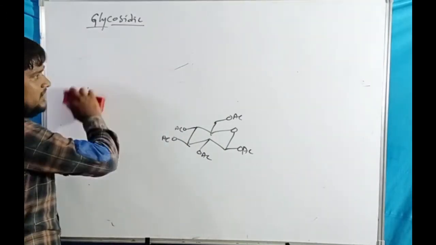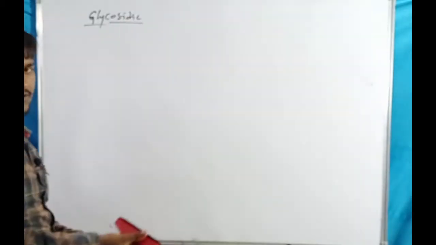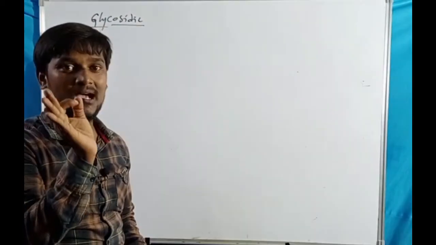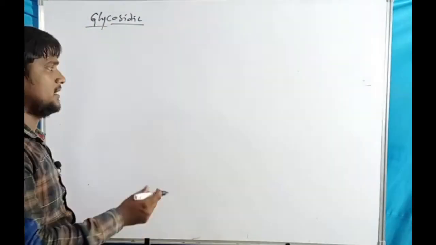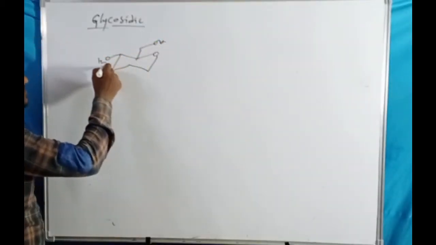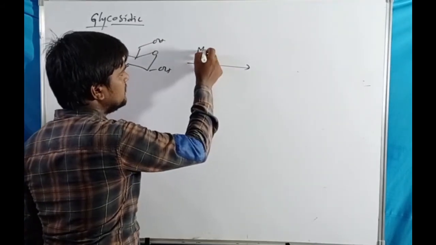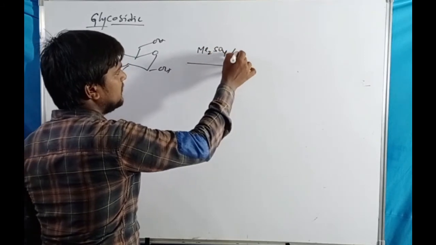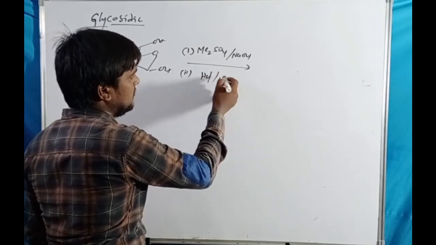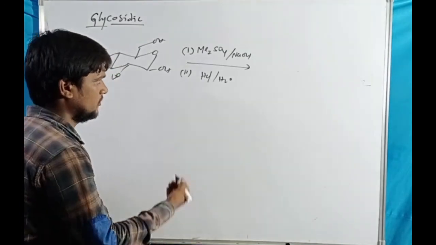I did not explain the complete question. Okay, so now I'll give the question, so then definitely you will absorb the particular question, and you will answer that question within a minute. Now here is the question. So here it is beta D glucose. Whenever it is treated with Me2SO4 in the presence of NaOH, now the second is HCl in water. Okay, so now here there are two reactions.